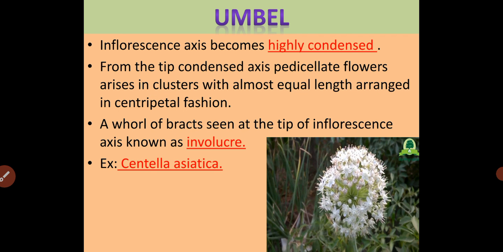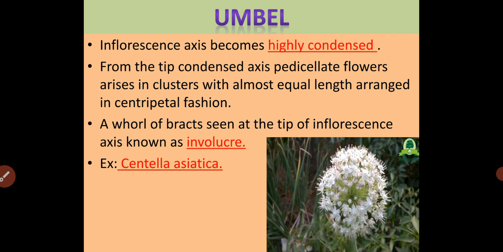The next one is the umbel. Inflorescence axis becomes highly condensed. From the tip of the condensed axis, pedicellate flowers arise in a cluster with almost equal length, arranged in centripetal fashion. A whorl of bracts is seen at the tip of the inflorescence, which is known as involucre. Example, Centella asiatica.